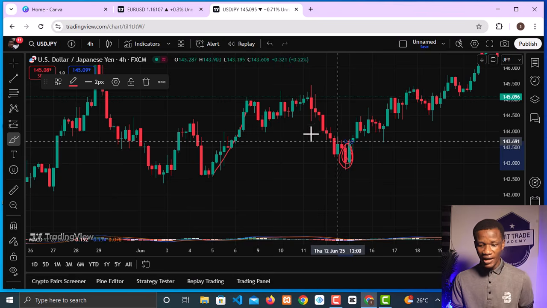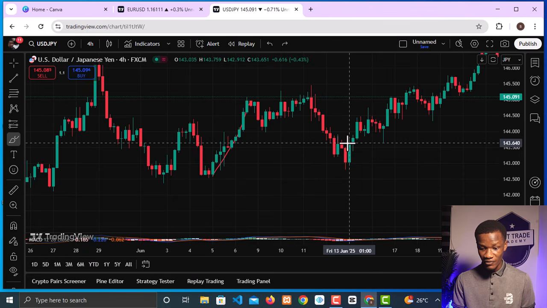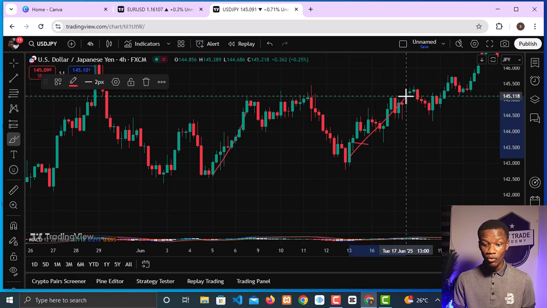If I were you, at this very point, I'll be preparing for an entry position from this very point all the way to the upside. Now, you can apply this step and this trick on any time frame, any pair in the market. So from here, the market is going to move all the way to the upside.